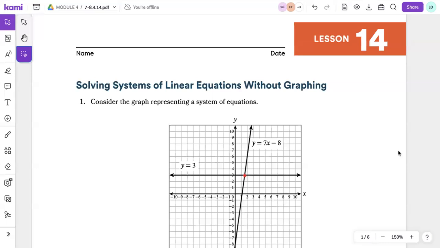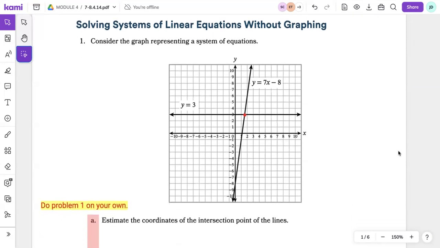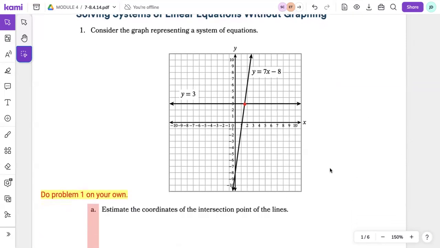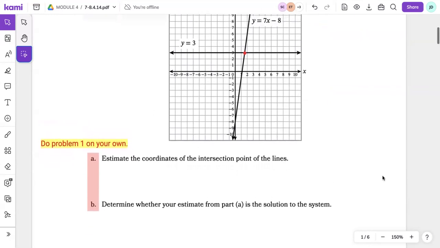Lesson 14, solving systems of linear equations without graphing. Go ahead, we're going to have you do number 1 on your own, which is we have this graph of the system of equations y equals 3 and y equals 7x minus 8. You're going to estimate the coordinates and then determine whether your estimate was correct.